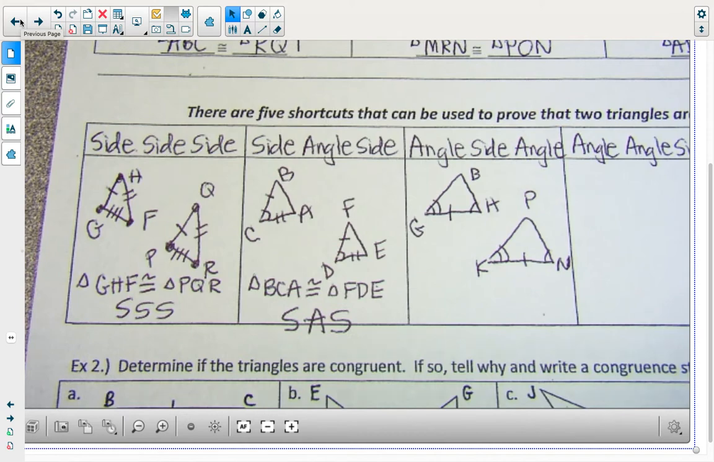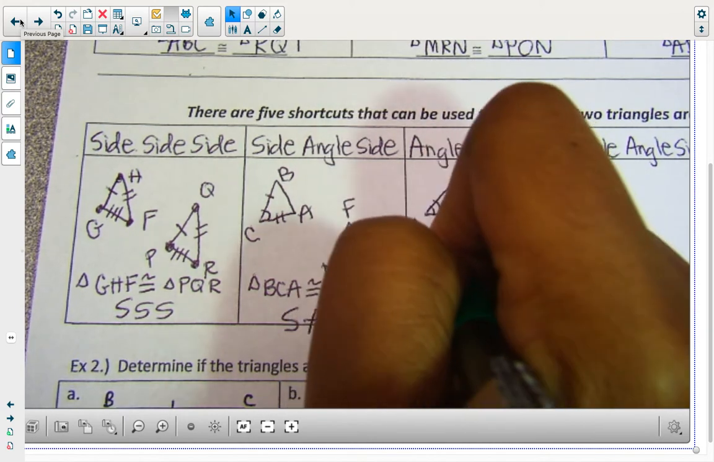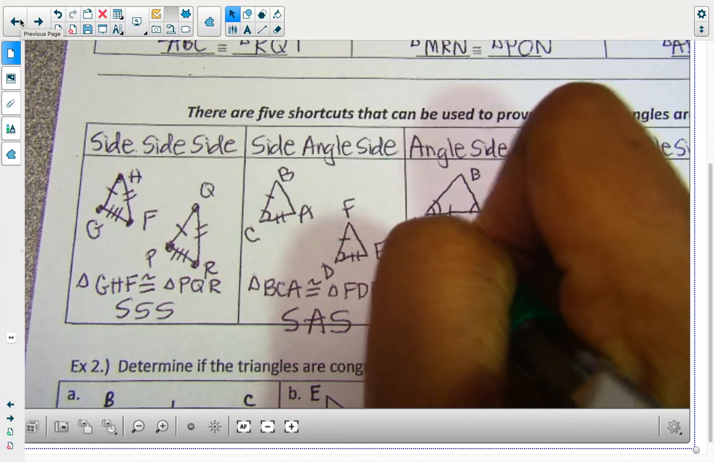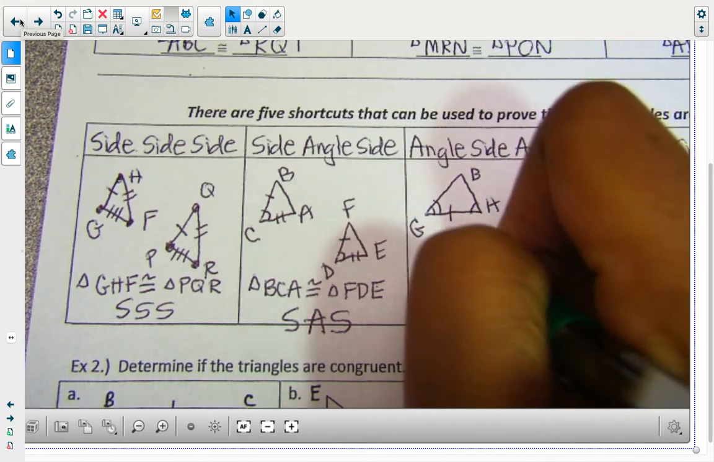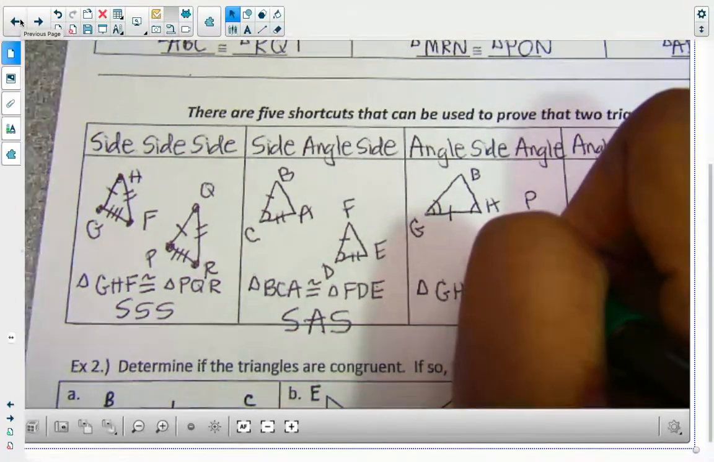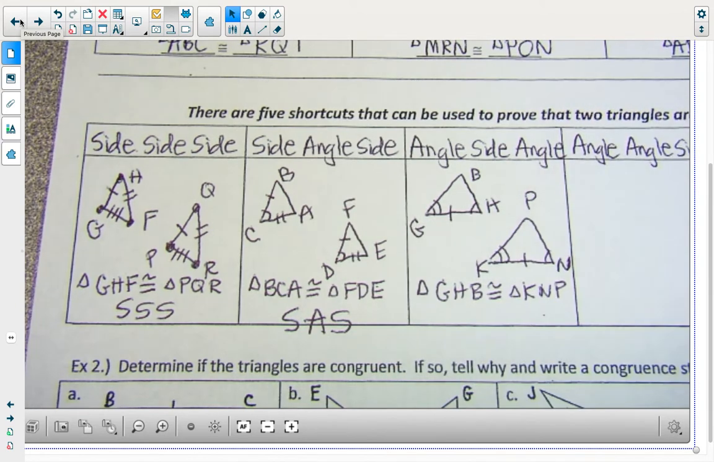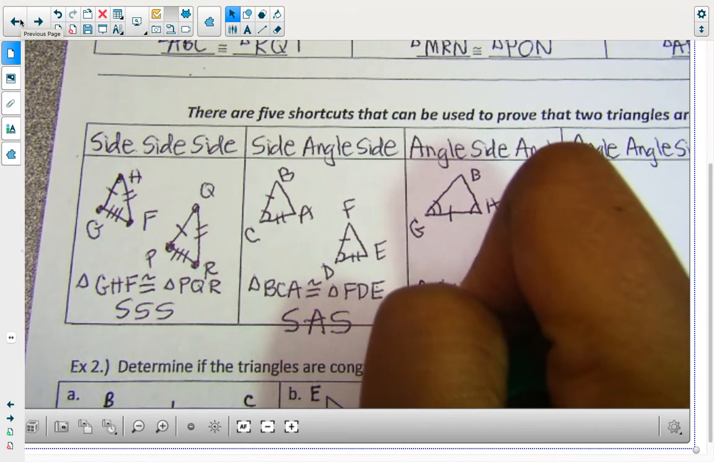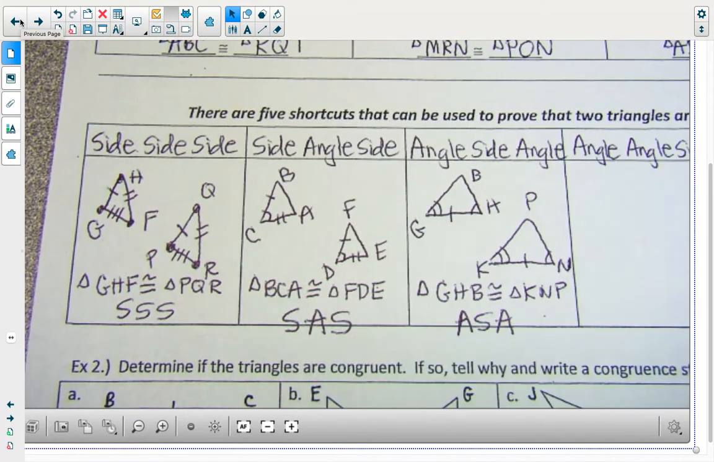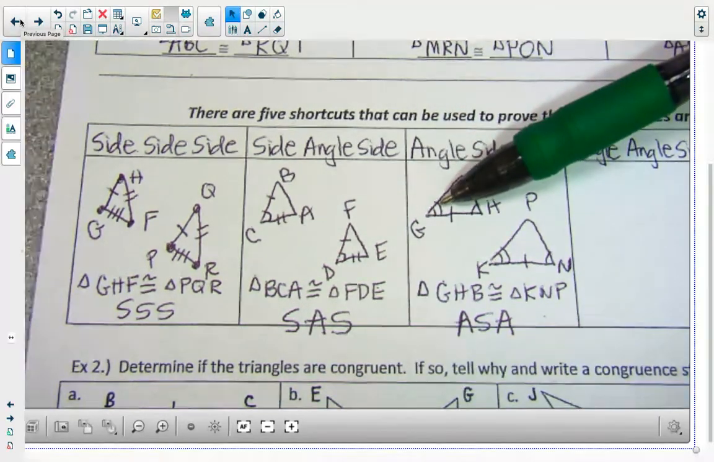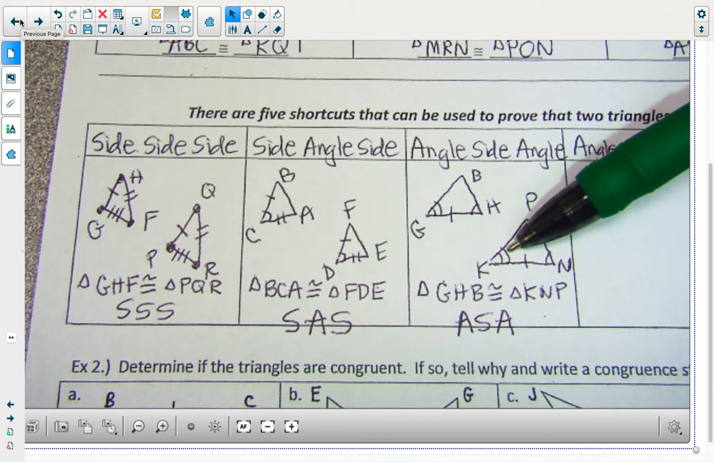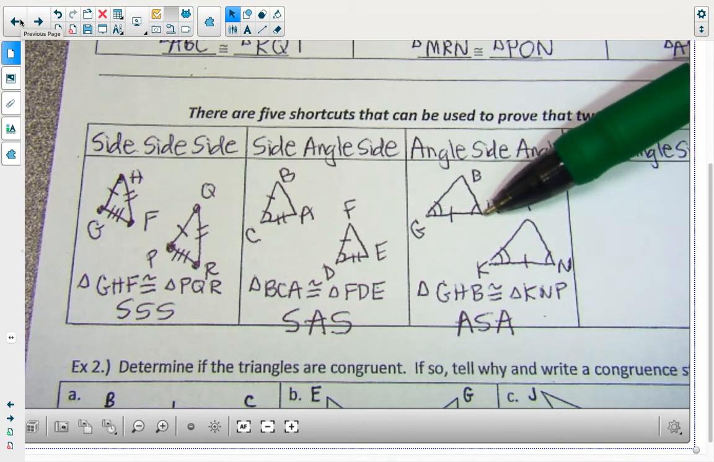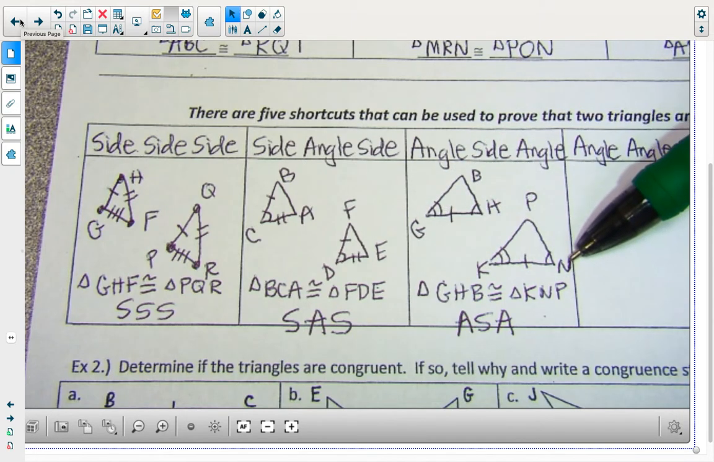So these two triangles, so triangle GHB is congruent to triangle KNP. So GHB is congruent to KNP. And these are congruent by angle, side, angle. And I know that because they share an angle. G and K correspond to each other. GH and KN correspond to each other.